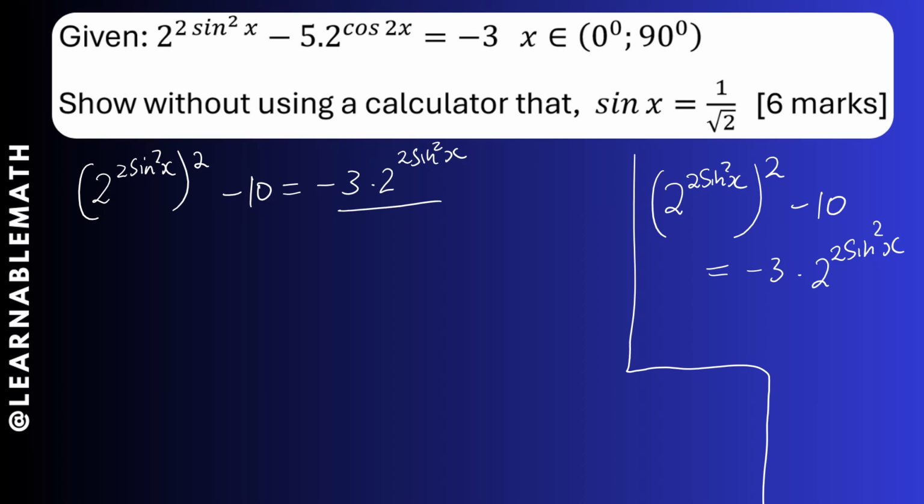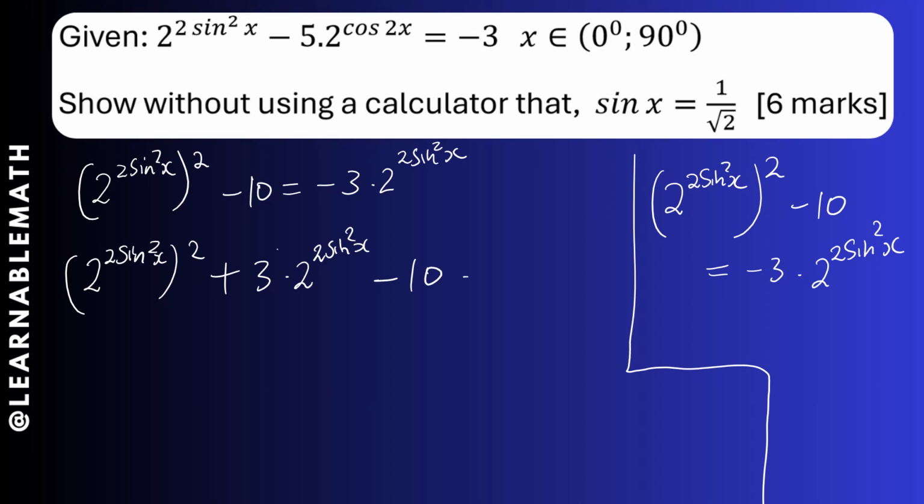I can just take this to the other side. It's negative 3 when it goes there, so it will be positive. So you have 2 into 2 exponent 2 sine squared x, this is squared, then we say plus 3 times 2 exponent 2 sine squared x minus 10 is equal to what? Is equal to 0.